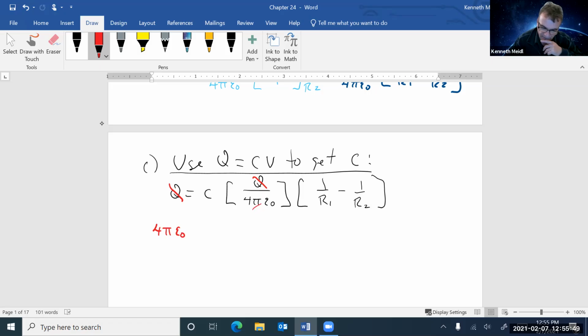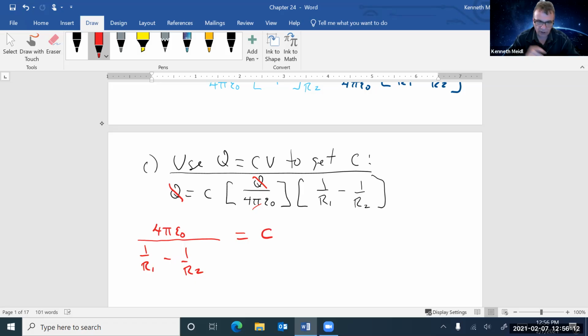And then it looks like I have to divide each side by this 1 over R1 minus 1 over R2. And so I can divide both sides by that, I suppose. And so there's your capacitance.